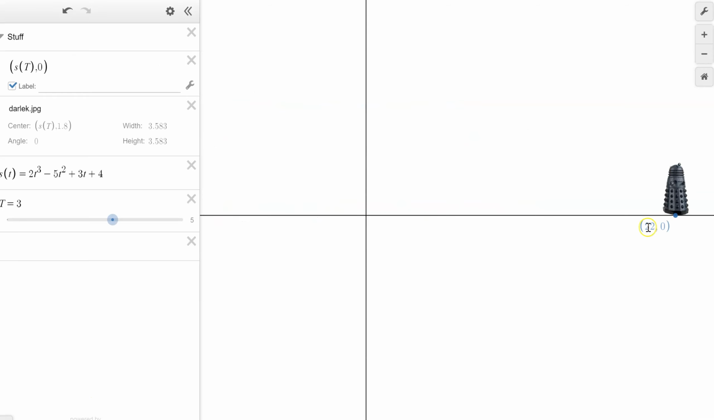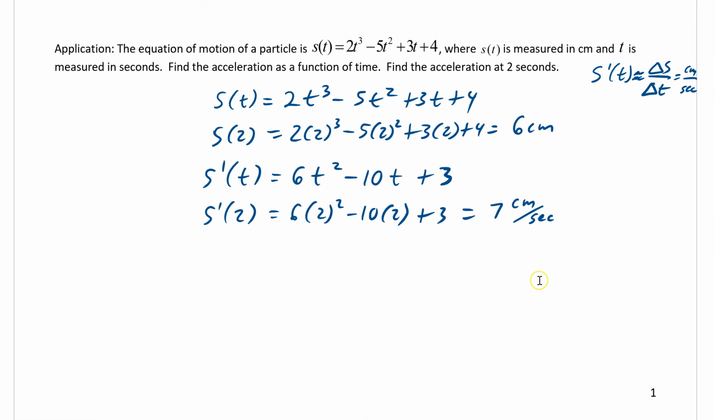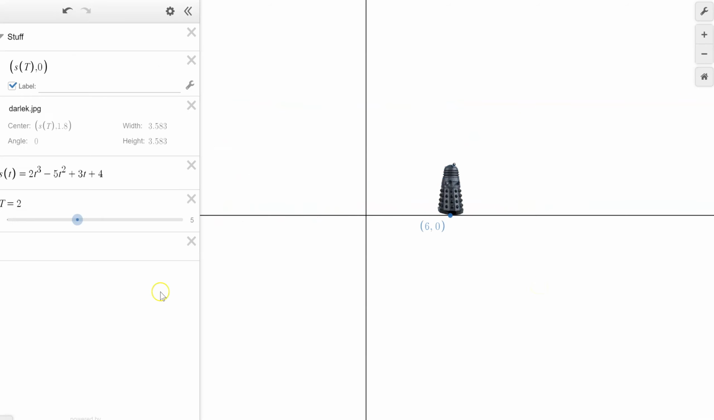But as you can see, we're at 23. So that means that at 2 seconds, if I can get it back there, 2 seconds, we were at 6, and its velocity was 7 centimeters per second. Then that means 1 second later, it would only have been at 13. But yet, when you go to 3, it's 22, which means there had to be some sort of acceleration happening here.